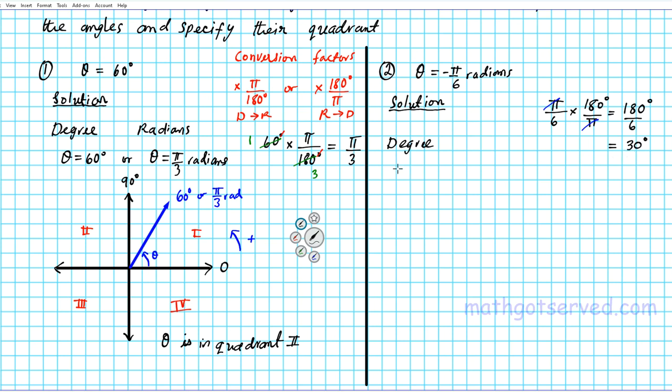Okay, so for this problem, theta is equal to 30 degrees. Now, what is the radian equivalent? Well, the original problem was given to us in radians, so we don't have to do any work for that. 30 degrees can also be written, I'm sorry, negative. Let's not forget the sign, because there was a negative here. So negative 30 degrees is the same thing as negative pi over 6 radians.